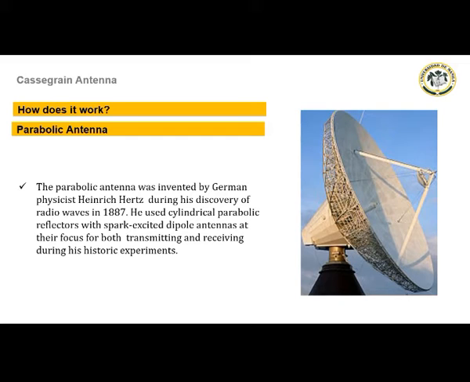So the parabolic antenna was invented by German physicist Heinrich Hertz during his discovery of the radio wave in 1887. He used cylindrical parabolic reflectors with spark-excited dipole antennas at their focus for both transmitting and receiving during his historic experiment.